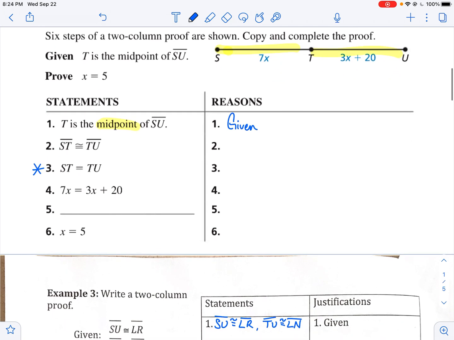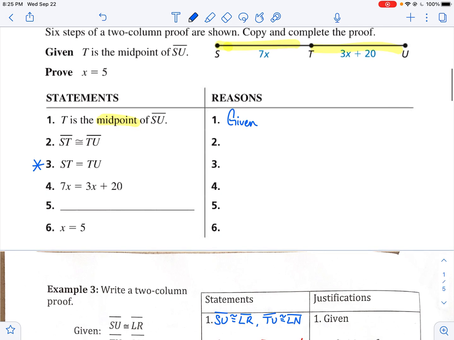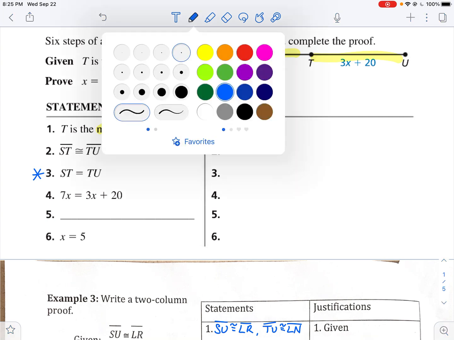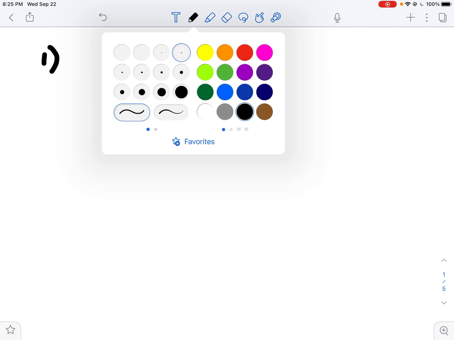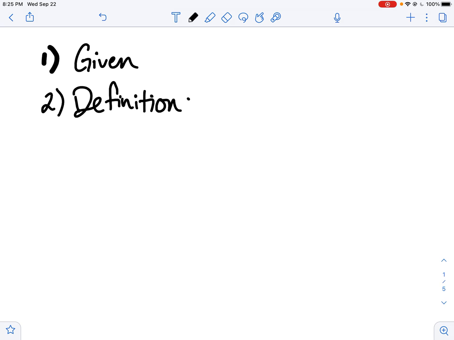Six steps of a two-column proof are shown. Copy and complete the proof. We're just going to give the reasons on this first one. So my suggestion for you, and I would write these steps down when you're proving something: whenever you're writing a proof, you want to start with the given statements. Then you do any definitions. Look for some vocabulary words that you can define.